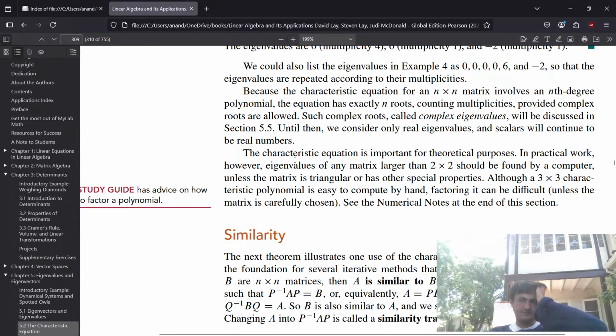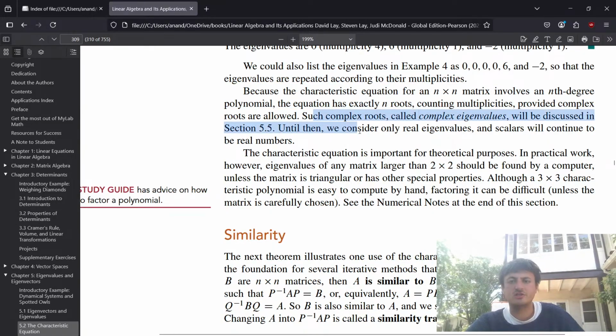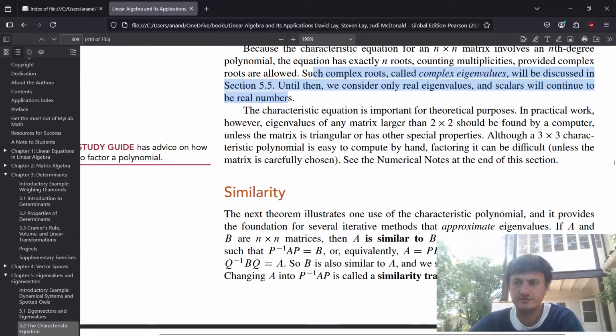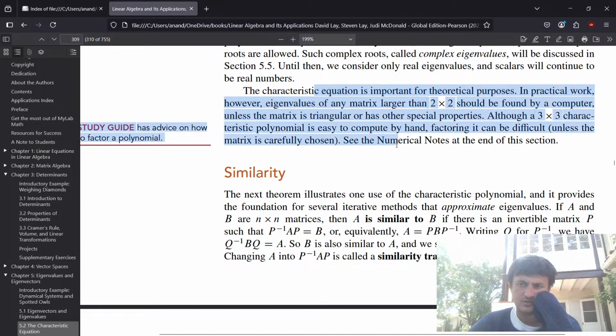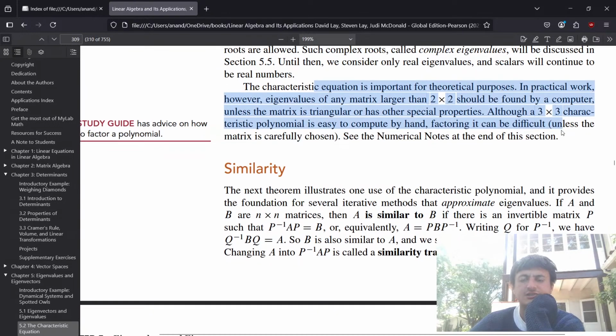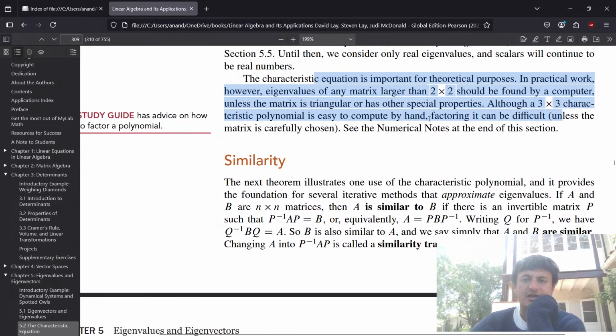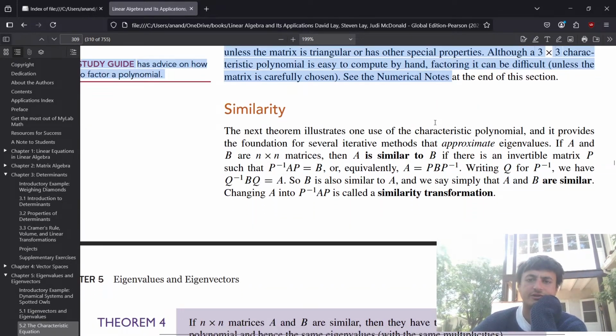Because the characteristic equation for an n by n matrix involves an nth degree polynomial, the equation has exactly n roots, counting multiplicity, provided complex roots are allowed. Such complex roots, called complex eigenvalues, will be discussed in 5.5. Until then, we consider only real eigenvalues. The characteristic equation is important for theoretical purposes. In practical work, however, eigenvalues of any matrix larger than 2 by 2 should be found on a computer, unless the matrix is triangular. All right, good.